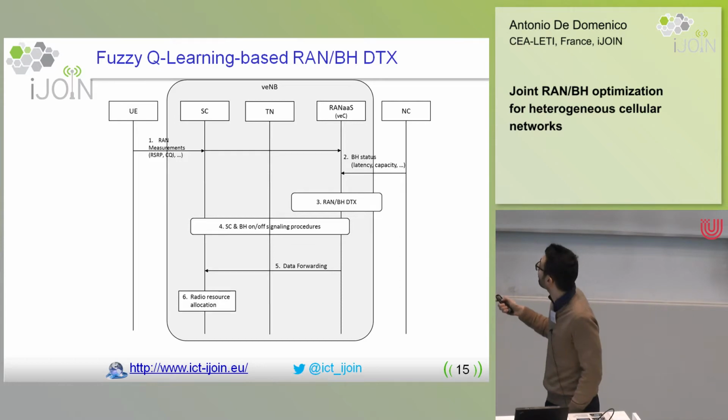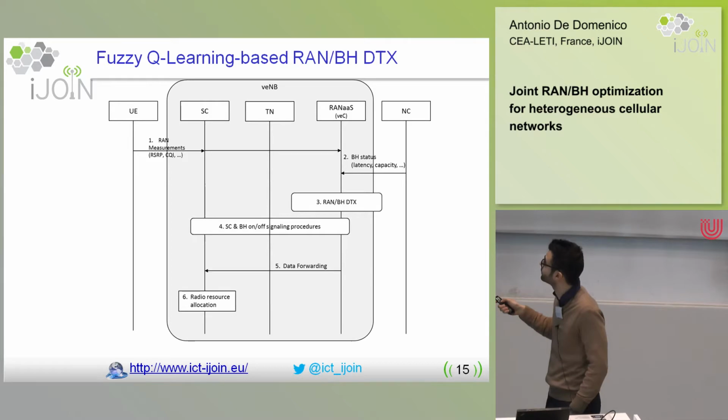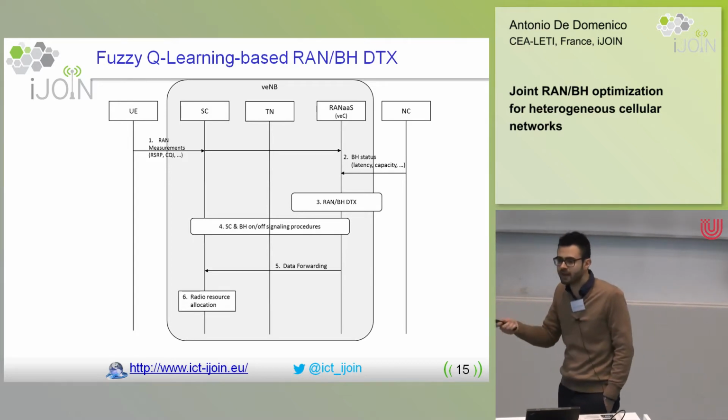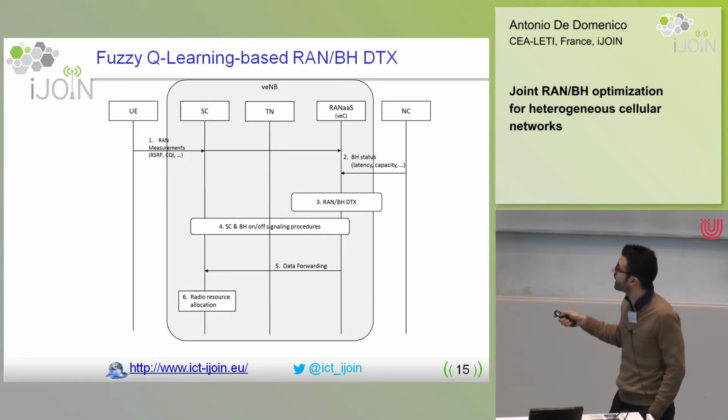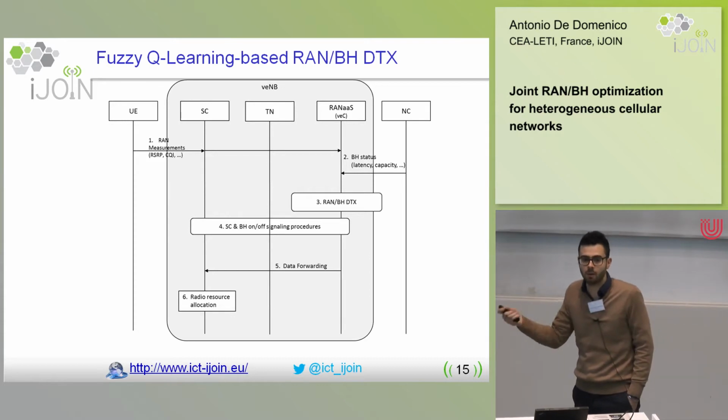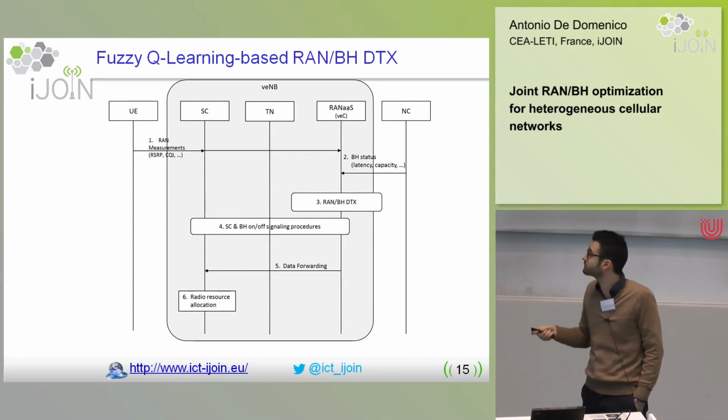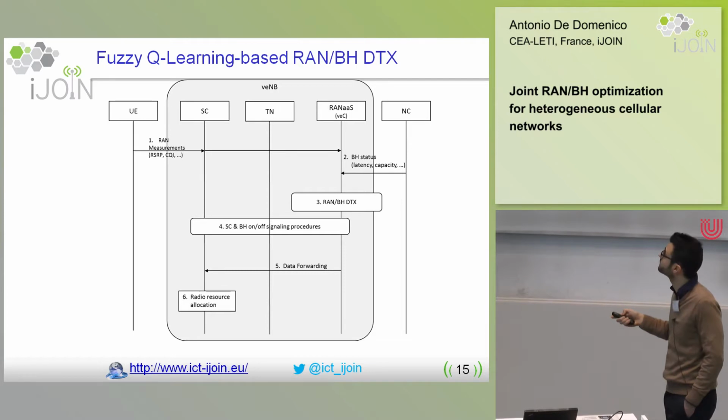After this decision, the RAN as a service has to implement some signaling procedure to activate or deactivate this link, and then it can forward data toward the small cell, which has to implement the final resource management procedures.